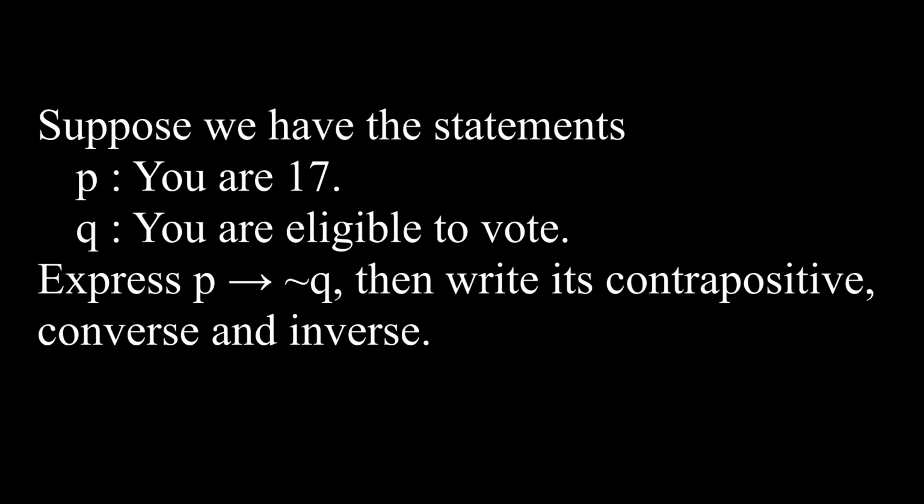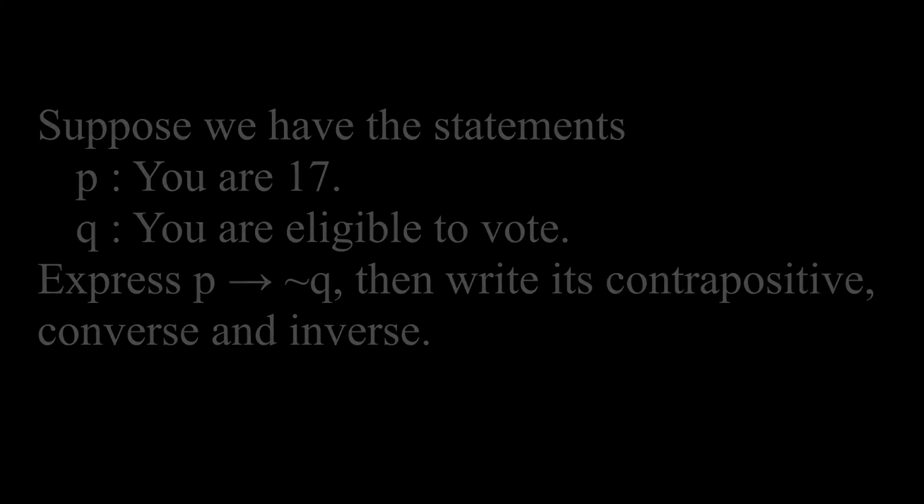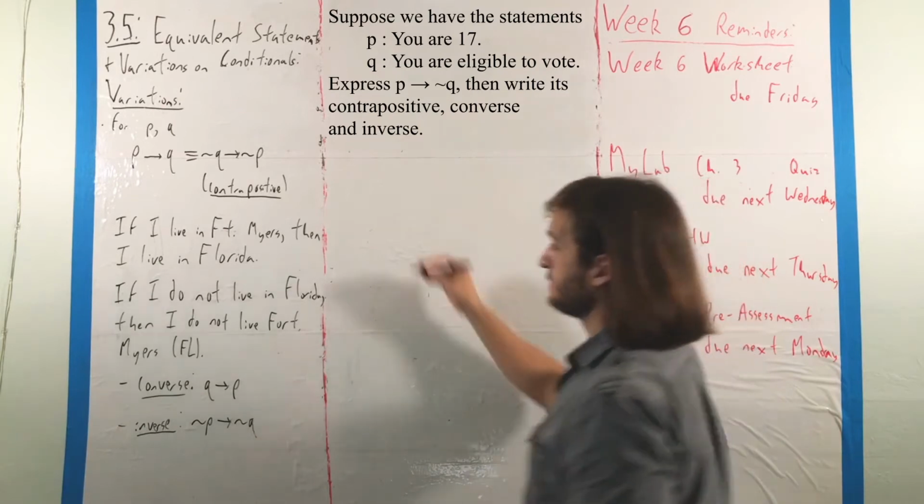Here we have the statements P, you are 17, and Q, you are eligible to vote, where what we want to do is express the statement P implies not Q, that is, if P, then not Q, along with its contrapositive, converse, and inverse. So we've got our statements up there, we've got our pieces up there.